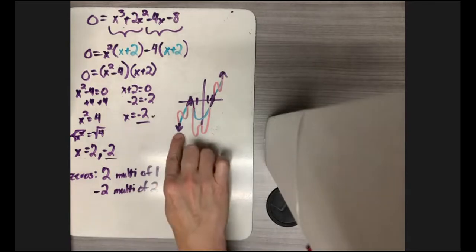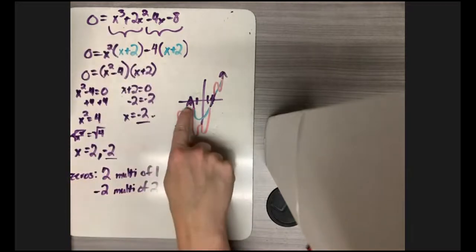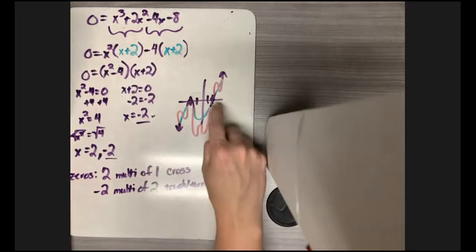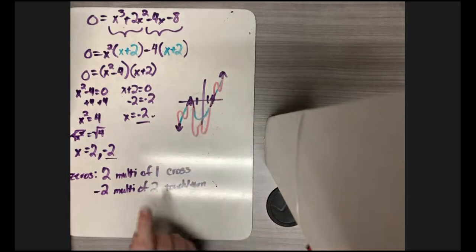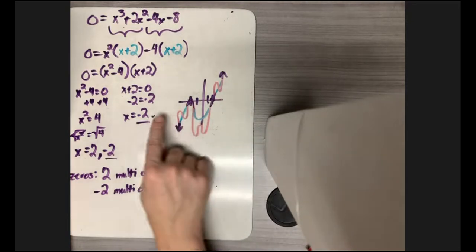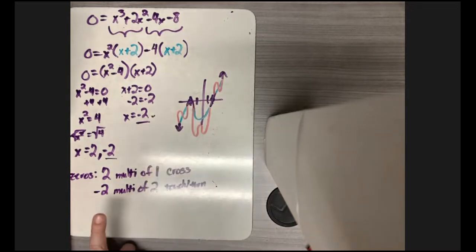I know this end is down. I know this end is up because of my end behavior from here. I know that this is a touch and turn and this is a cross. And because of how the graph is going to play connection, I know that these have to occur this way. I also know that there's nowhere else on the x-axis that it touches because I found all of my spots here.